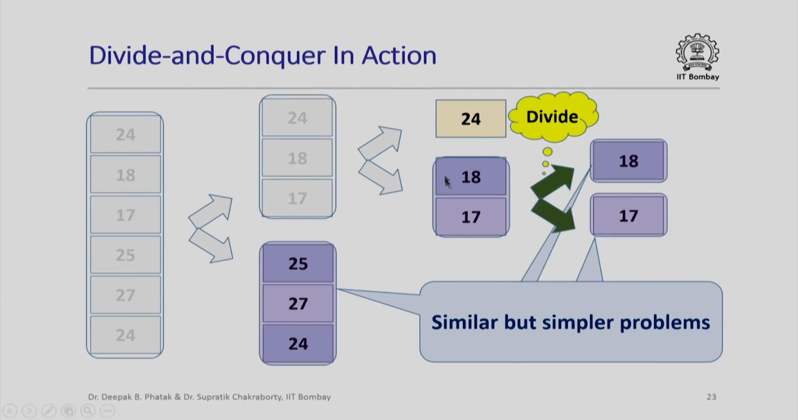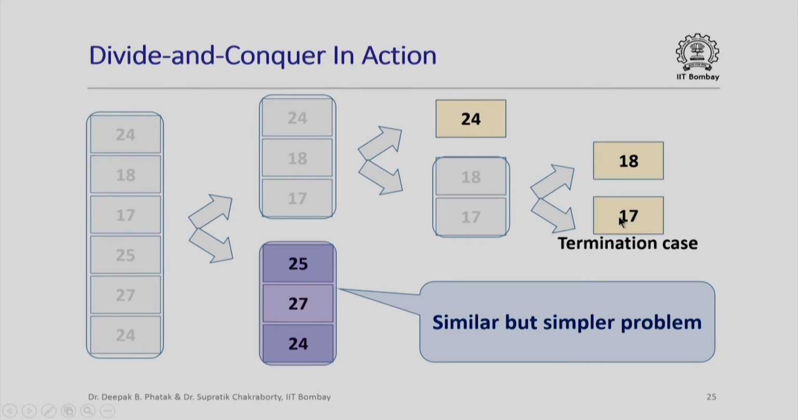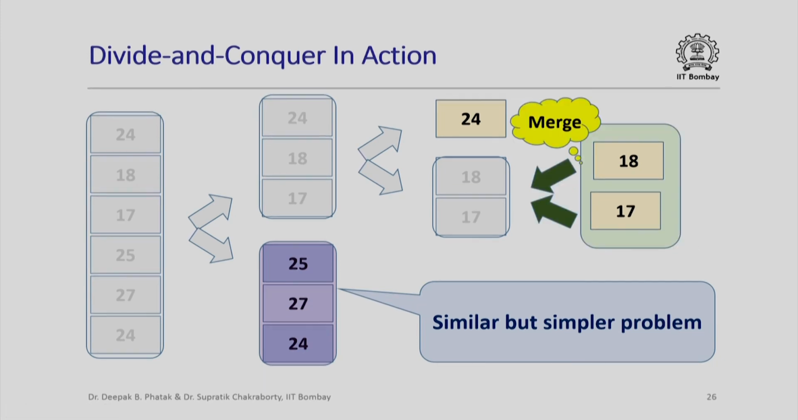For this subproblem, it is again divided into two parts, and once again this array has just one element, so it is the termination case. This other array also has just one element, so it is the termination case. So now I have sorted these two subarrays, in fact sorted them trivially because they had just one element each, and now I must merge them back together to get a merged sorted array of two elements.